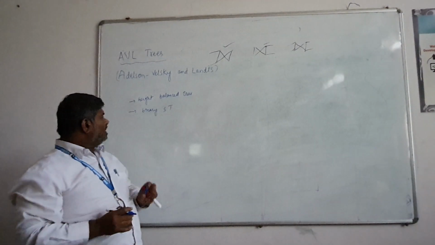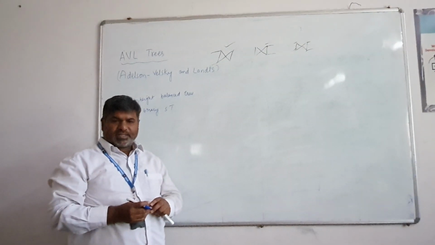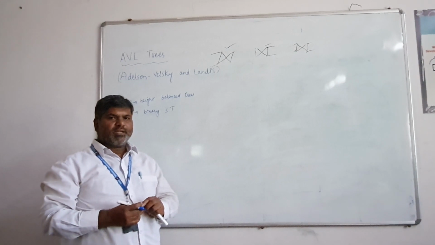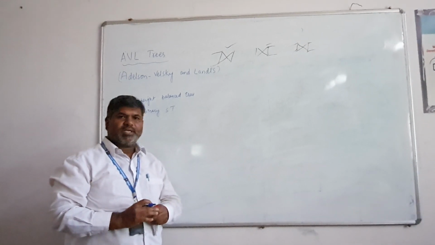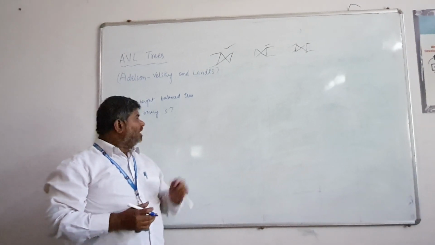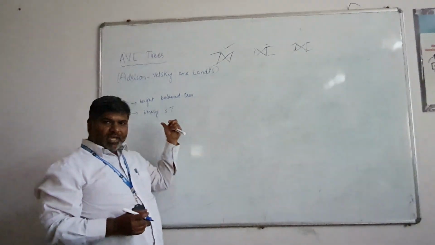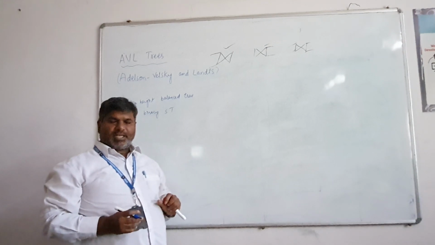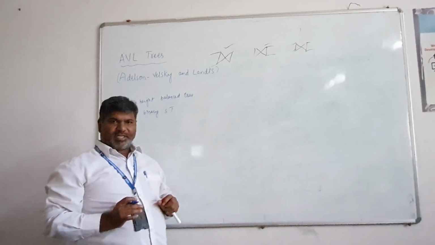In the previous video we discussed binary search trees. What is a binary search tree? The parent value should be greater than the left child and less than the right child. The drawback of the binary search tree is rectified in AVL trees.